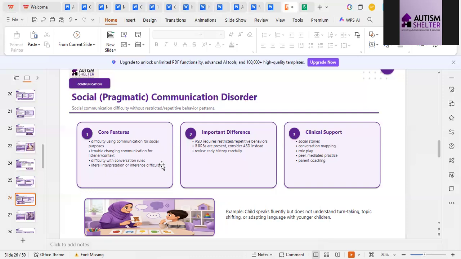The next important difference: ASD requires restricted repetitive behaviors. If RRBs are present, consider ASD. RRBs means restricted repetitive behavior patterns. Then you have to look at the history and clinical support, like how we can work on it: social stories, conversation mapping, role play, peer mediated, parent coaching. We will learn these things with the passage of time. For example, a child speaks fluently but does not understand turn taking, topic shifting, or adapting language with younger children.